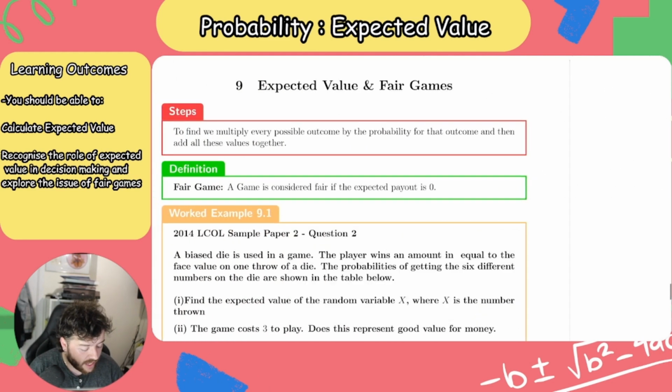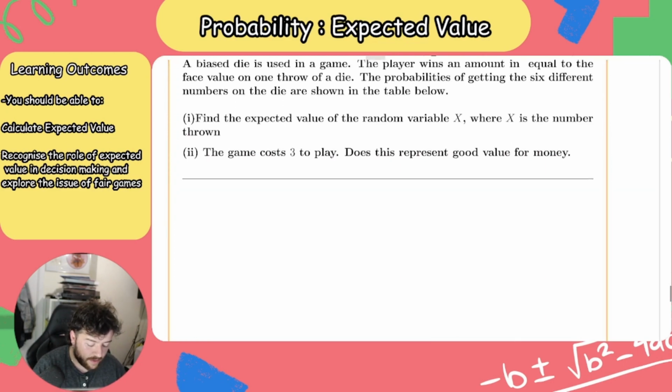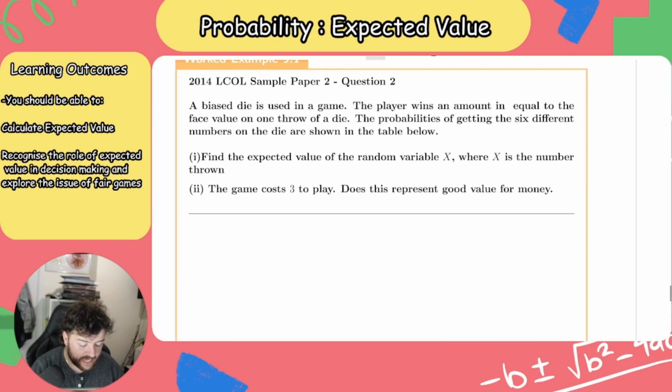And how we calculate expected value is we multiply every possible outcome by the probability for that outcome and then add all these values together. So what do we mean by that? I'll show you here by doing an exam paper question.